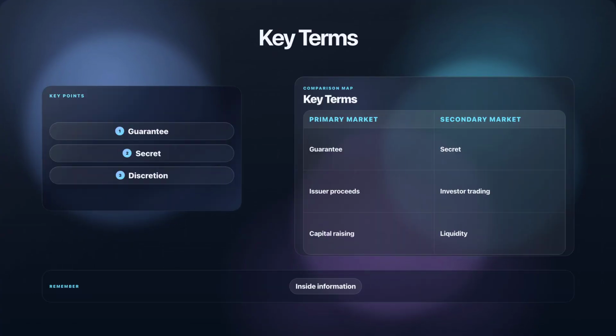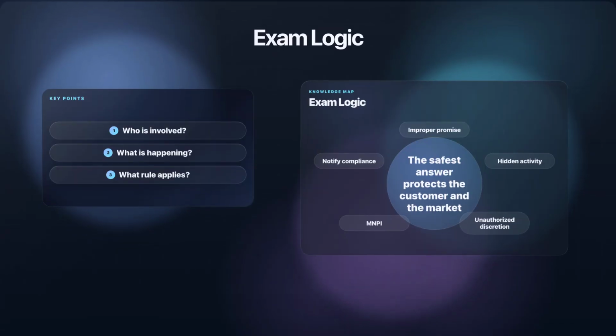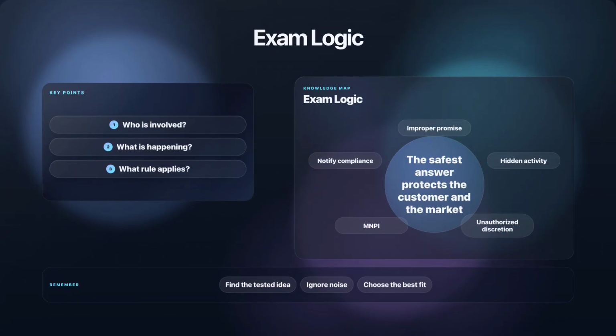Start by separating the key terms. For this topic, pay attention to guarantee, secret, discretion, and inside information. The SIE often rewards candidates who can recognize a term and then connect it to the correct function, risk, document, or rule. When a question tests ethics exam traps, ask 4 questions.